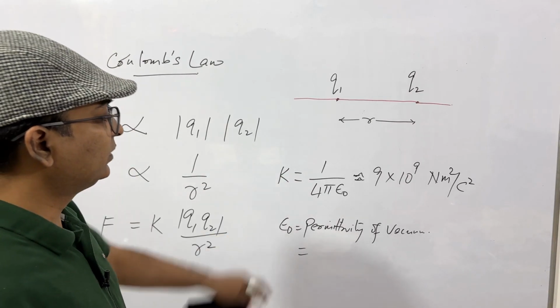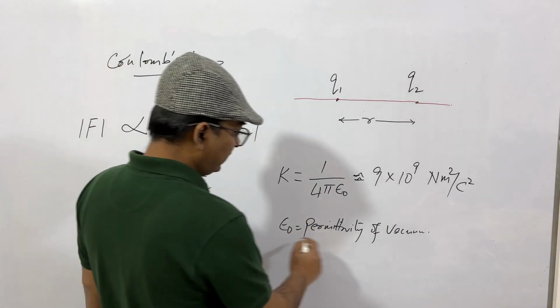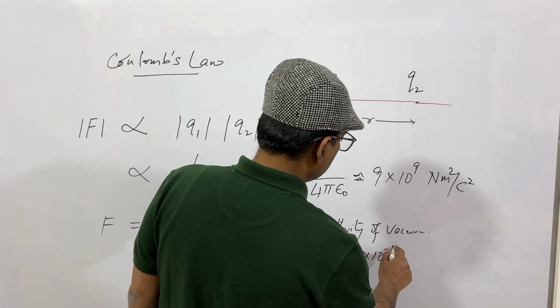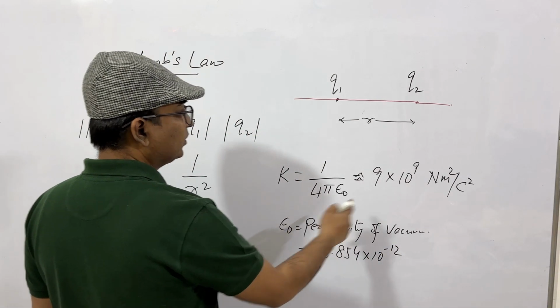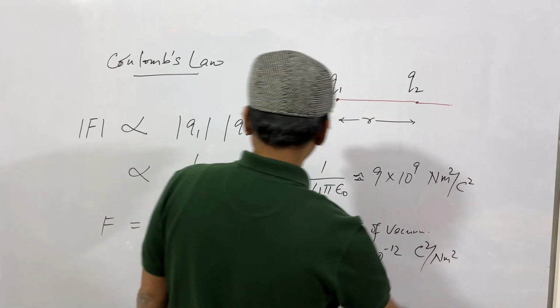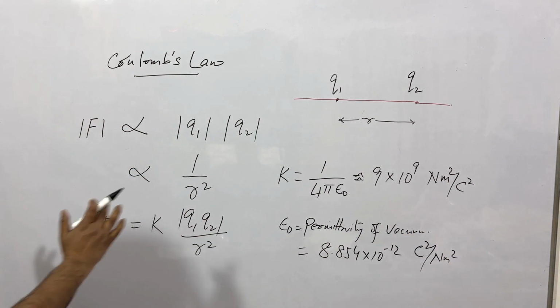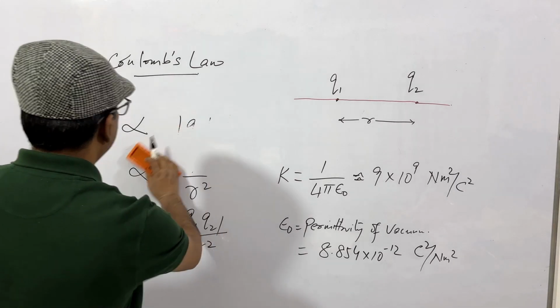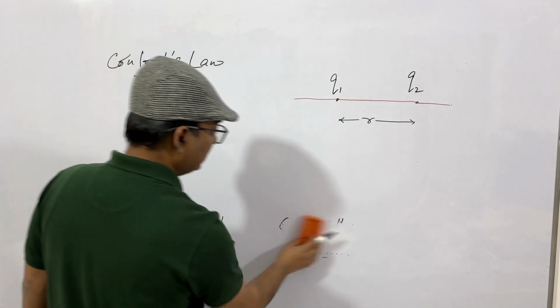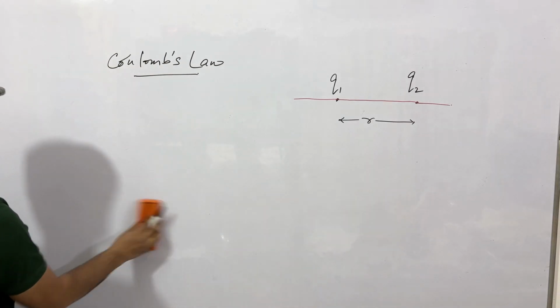We will be frequently using this. And the value of epsilon 0 is 8.854 into 10 to the power minus 12. This is inverse, so the unit will be just reverse: Coulomb square by Newton meter square. Okay, so this is about the magnitude. Now let me explain to you the direction of this force. What will be the direction of the force?